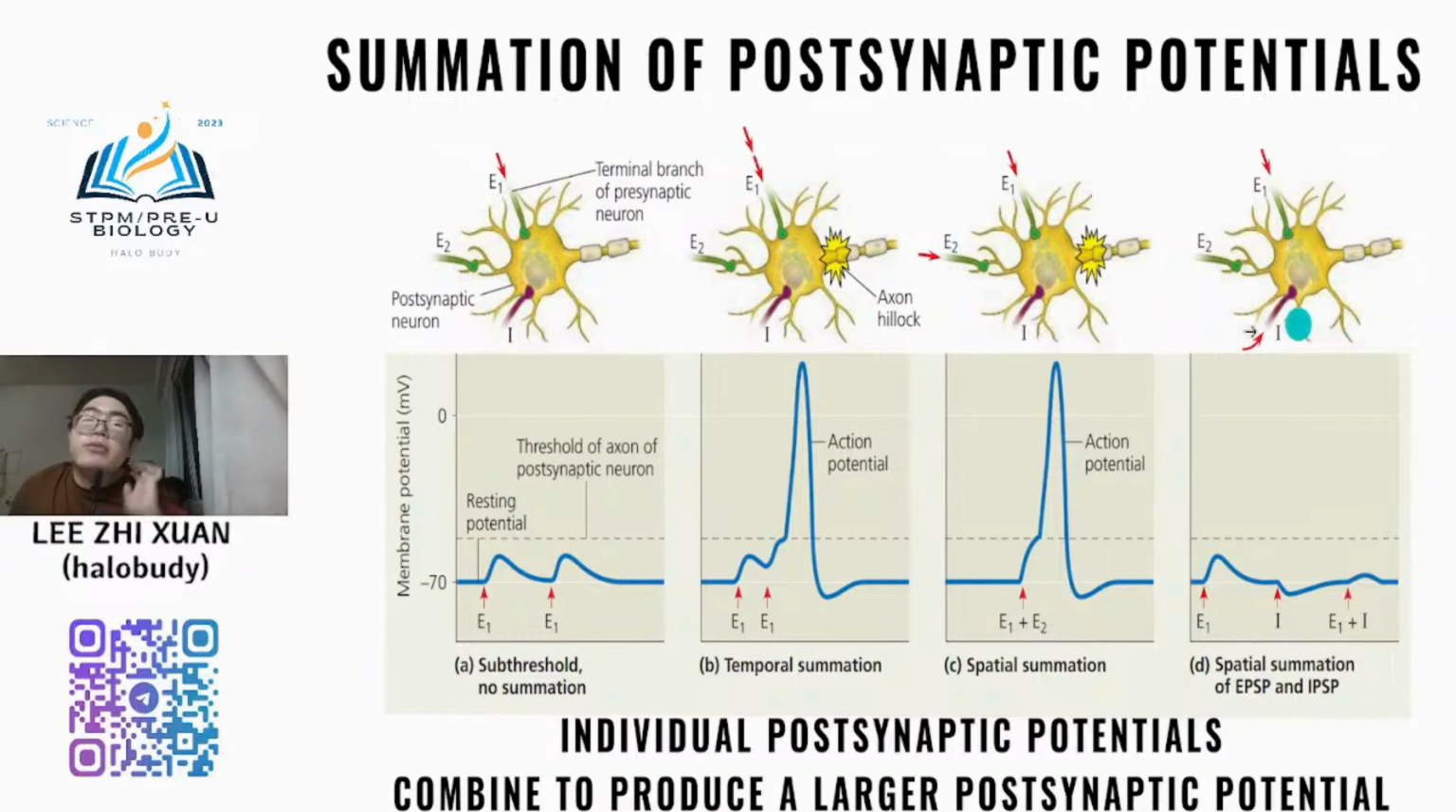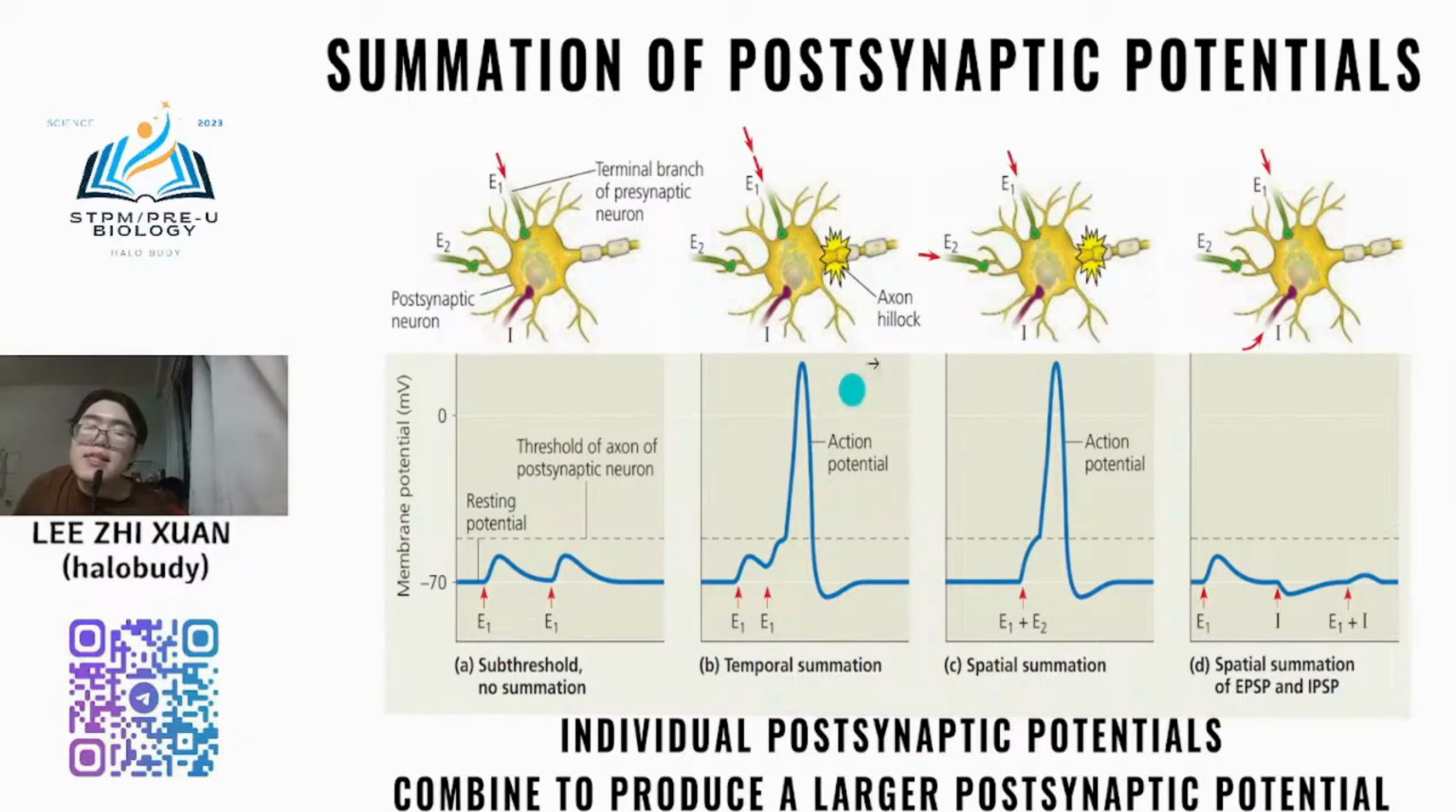And then about the summation of postsynaptic potential. This is about the EPSP and IPSP that we learned just now. Normally in the synapse, in the postsynaptic neuron, if you want to trigger the action potential, you still need to make the membrane potential reach the threshold level. Then you can trigger the action potential in the postsynaptic membrane.